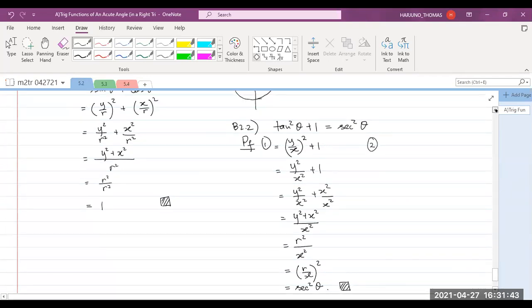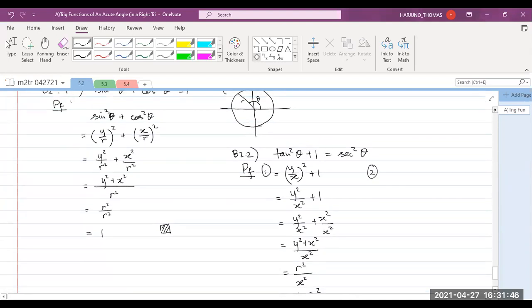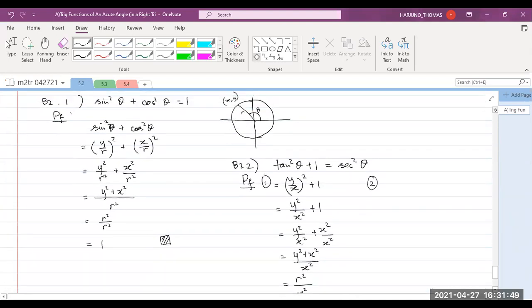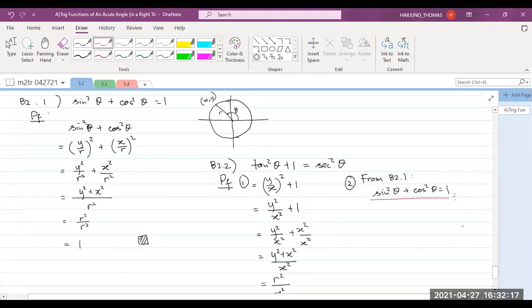When we prove an identity in trigonometry, we try our best to use the identities that we already proved in class. So for example, the second approach is we take it from B1. That is sine squared theta plus cosine squared theta equals 1. Now divide these by sine squared theta.